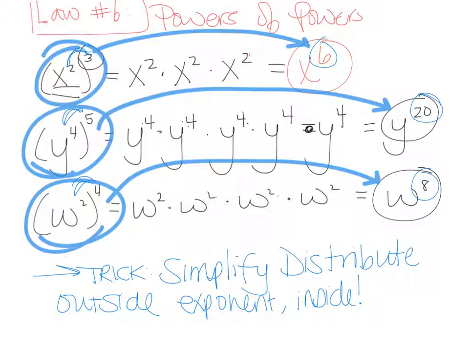The number on the outside is getting essentially distributed to the exponent on the inside. I'm taking an exponent that's on the outside, and I'm distributing it inside. And when you distribute, ladies and gentlemen, what operation do you perform? Well, you perform multiplication. So when I distribute 3 inside to 2, I get 6. 5 inside to 4, I get 20. 4 inside to 2, I get 8.